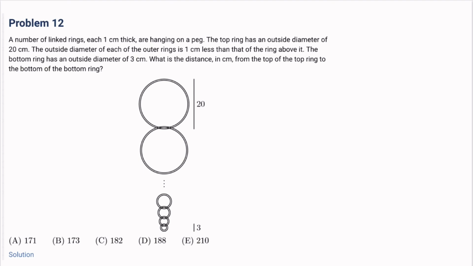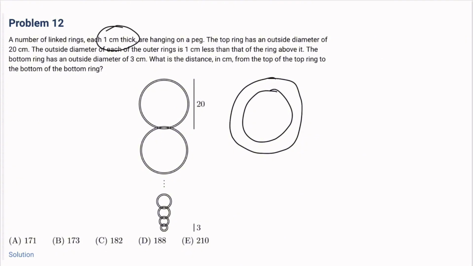Yeah, so if we draw one of these rings, then that's going to look like this, right? And then since each is 1 centimeter thick, that means these are going to be 1 centimeter in length, right? So this is also going to be 1 centimeter. And so it said that the top ring has an outside diameter of 20 centimeters. What outside diameter means is that from here to here, this much is 20 centimeters, right? And so if we subtract 1 and 1, the inside diameter would be 18 centimeters, right? So this would have an inside diameter of 18 centimeters.